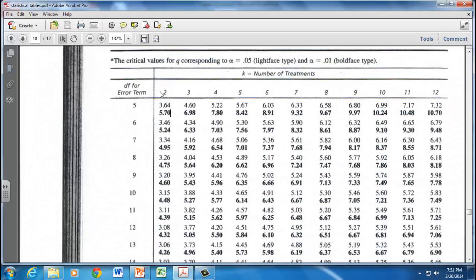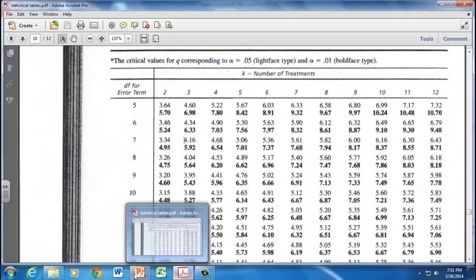Okay. You also need to consider the number of treatments. So how many levels do you have? And you'll find that here. And then once you locate your degrees of freedom and the number of treatments, you'll want to see which critical value you're using based on the alpha level. So the light value is an alpha level of 0.05, the dark value is an alpha level of 0.01, and you can see that up here. It tells you that.